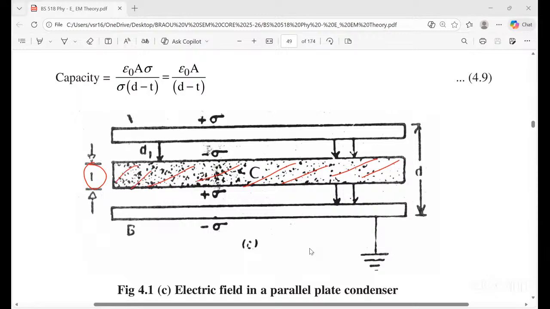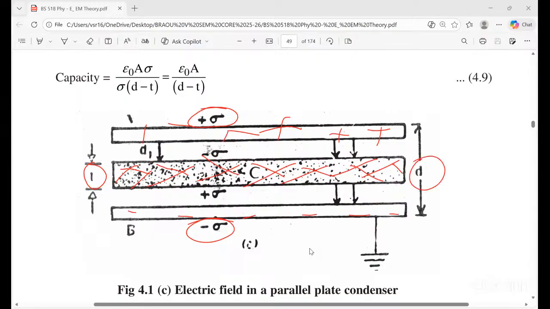Dielectric material means an insulating material. There should be no conductivity through this material. But inside there are induced charge carriers. But here the surface charge density, what is sigma? Surface charge density. That means here a plus, and this is a negative charge, which are separated by a distance small d.